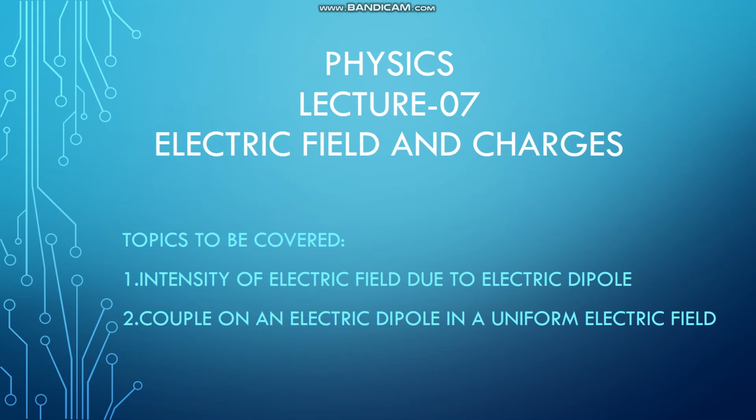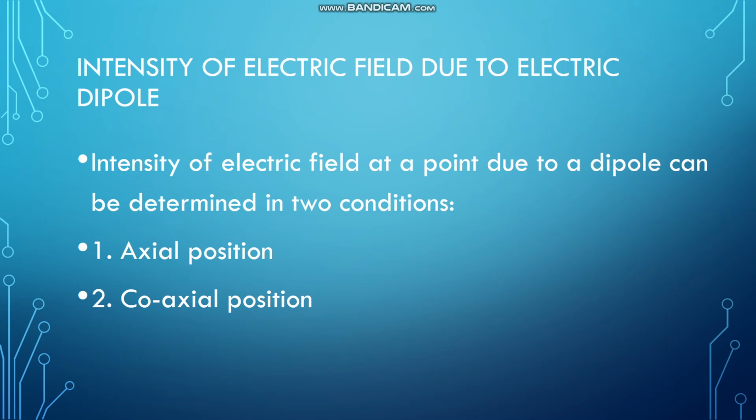Students, this is the seventh lecture on electric field and charges. In this lecture we are going to cover first the intensity of electric field due to an electric dipole, and next the couple on an electric dipole in a uniform electric field. So first, the intensity of electric field due to an electric dipole.